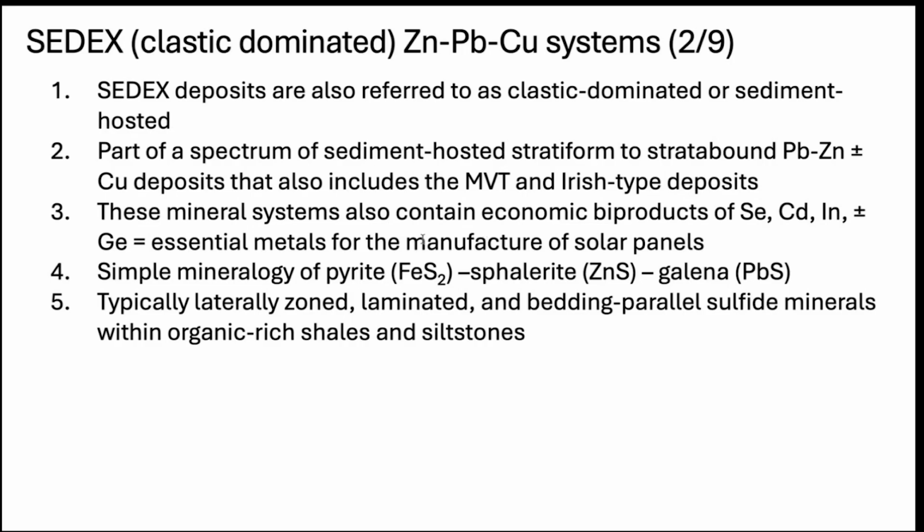These are critical minerals. The mineralogy is fairly simple. The sulfide minerals are dominated by pyrite, sphalerite, and galena. Sorry, the ores of iron, zinc, and lead. They're typically laterally zoned and laminated, and you can follow these laminations for lots and lots of kilometers. And they're bedding parallel sulfide minerals within organic rich shales and siltstones. So there may be a fundamental link there with organic rich rocks.